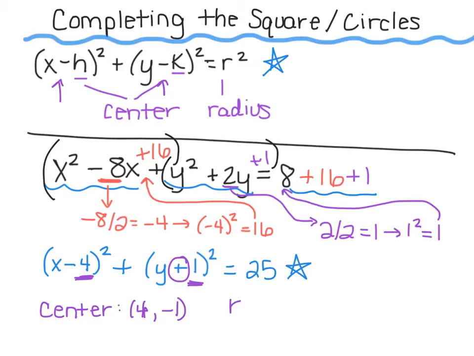And then the radius comes from the 25, but remember that that really represents r squared. So we would do the square root of 25, and we find a radius of 5.